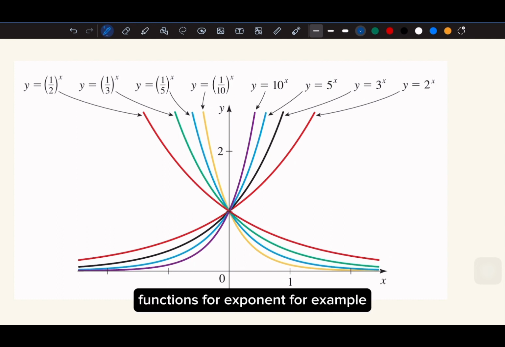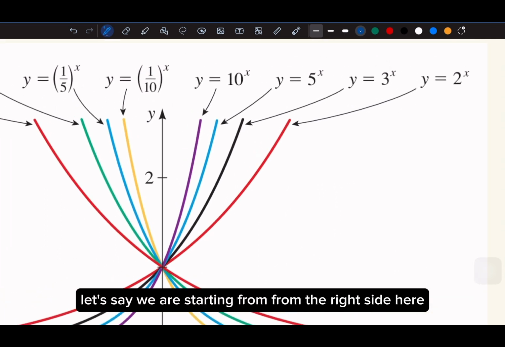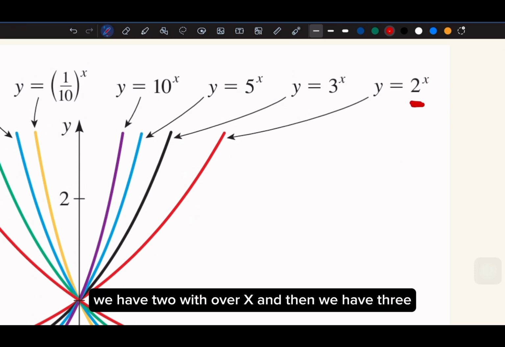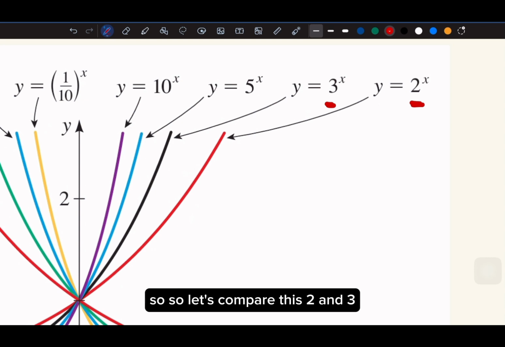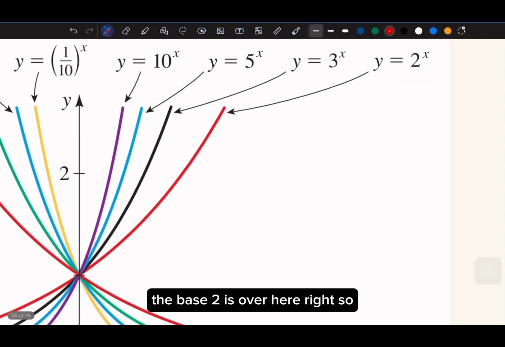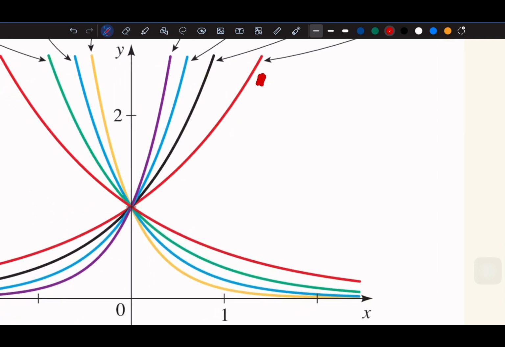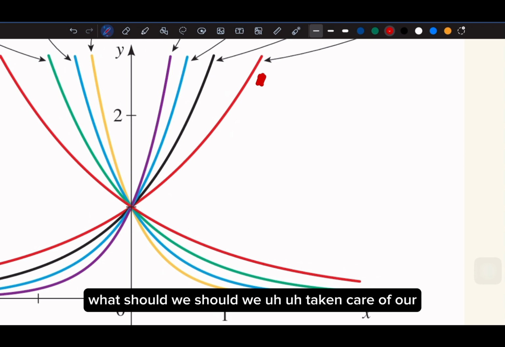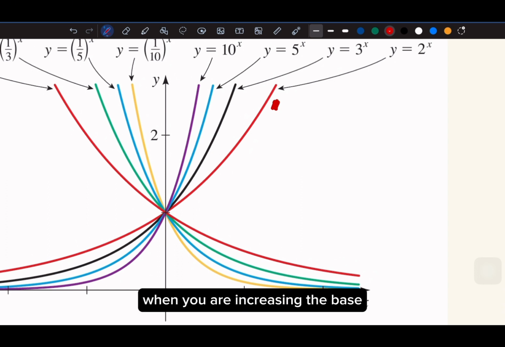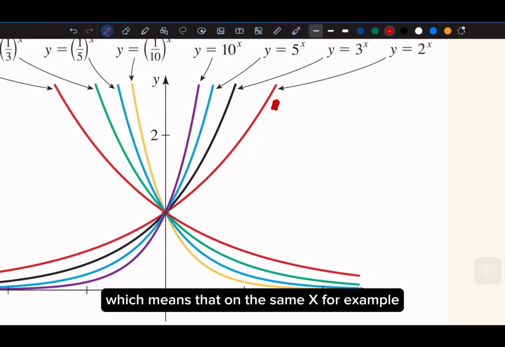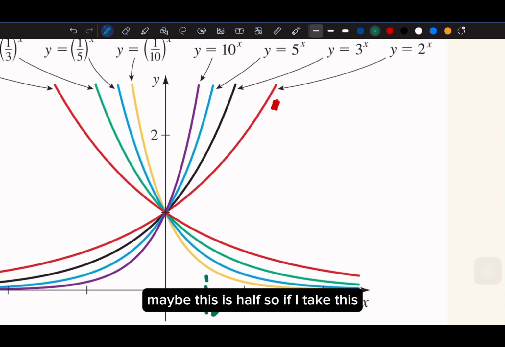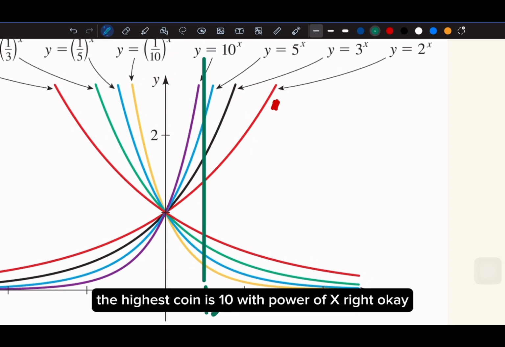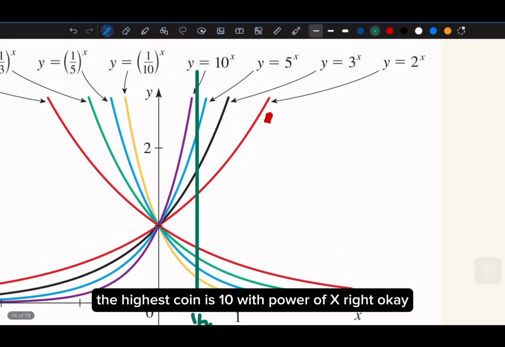And we see the whole set of possible functions for exponent. For example, starting from the right side here, we have 2 with power of x, and then we have 3. Let's compare the base 2 and the base 3. The base 2 is over here, right? What we should take care of is that when you increase the base, your function gets faster. Which means that on the same x, for example, maybe this is half, the one that is going to reach the highest point is 10 with power of x, right?